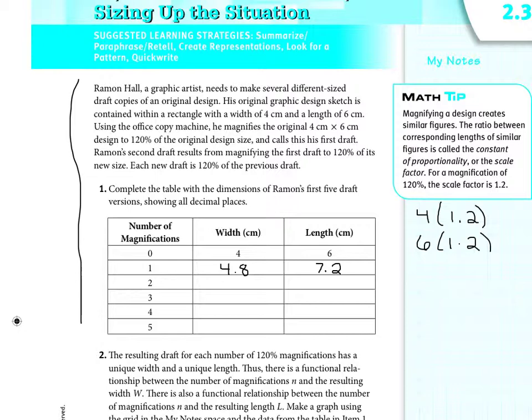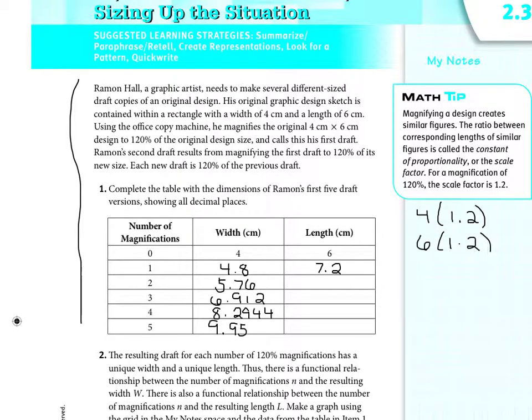So if you start with the 4.8 and multiply by 1.2, the next size here, let's just fill in all of our widths. 5.76. If you just hit times 1.2 in your calculator, it'll automatically take that last entry and multiply it by 1.2 again, times 1.2, times 1.2. So we're multiplying by 1.2 each time to increase to be 120% of the last design.